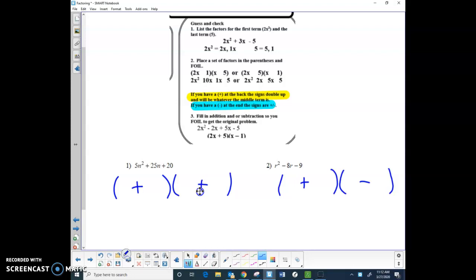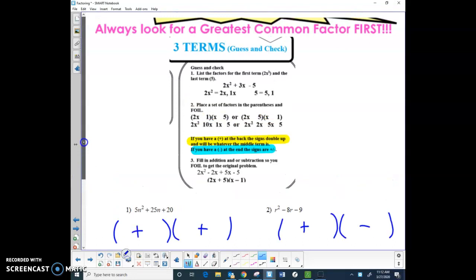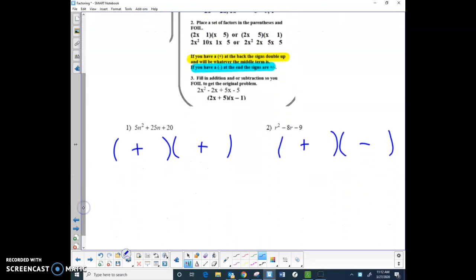All right, but the first thing I need to do is at the top. So always look for a greatest common factor first. Is there something I can take out of all of these terms that will make this simpler to work with? If I'm looking at number 1, if you notice, 5 goes into all of those numbers. So I can pull that 5 out. And that's my new term. Now this isn't the factored form yet.